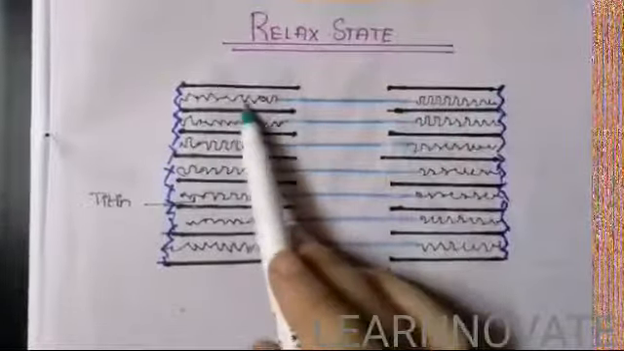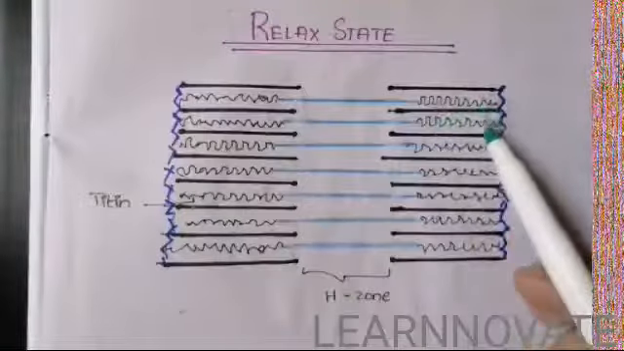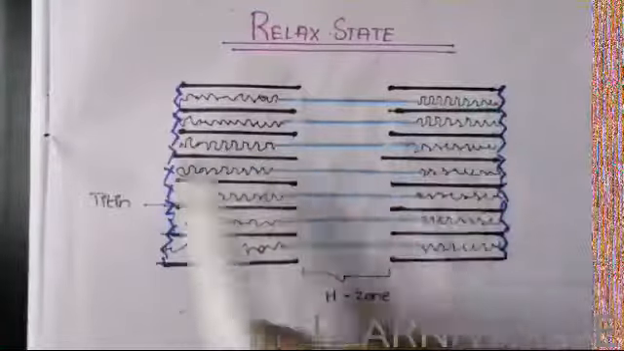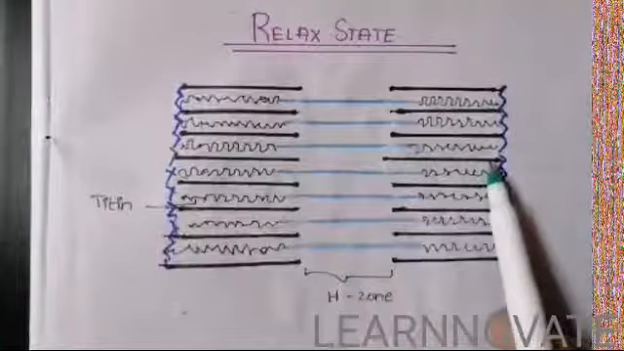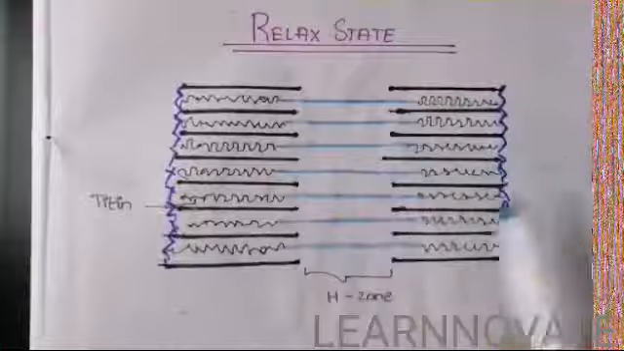Now, these are the troponin filaments that are attached with the myosin filament. This is the relaxed state of a muscle. These Z lines are apart from the actin filaments, and there is no contraction until there is a decrease in the H zone.